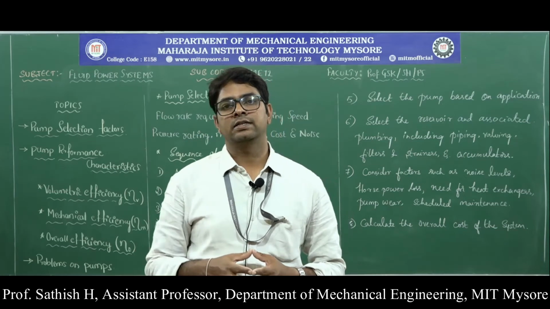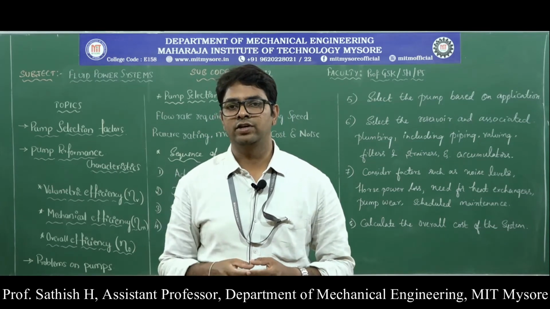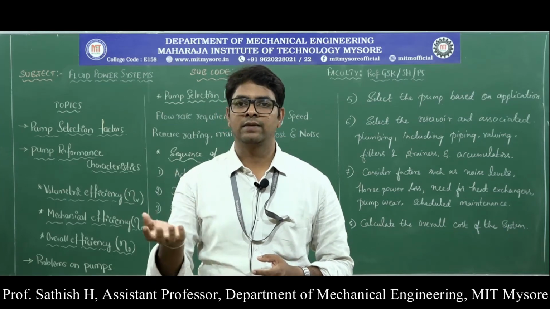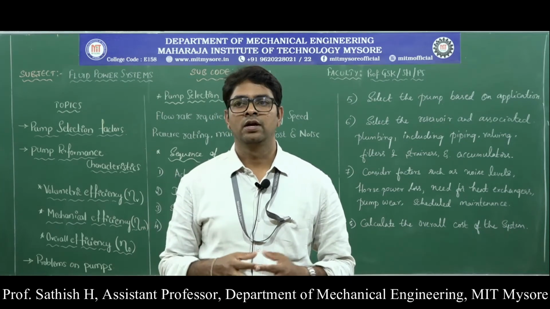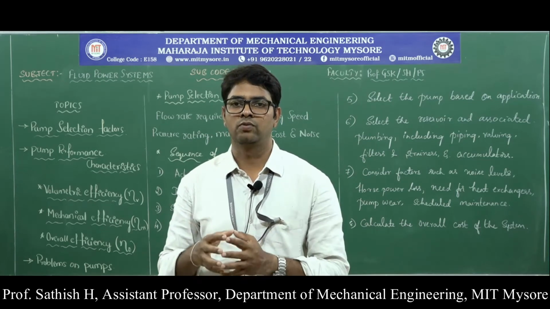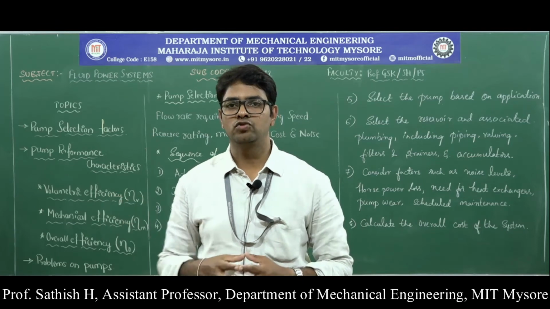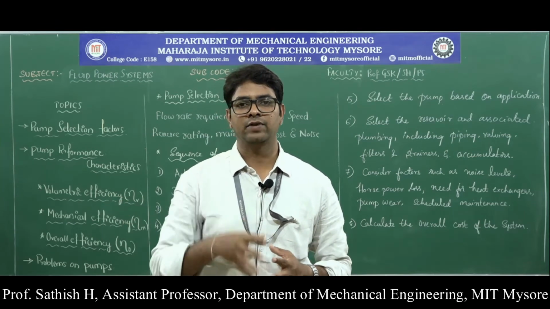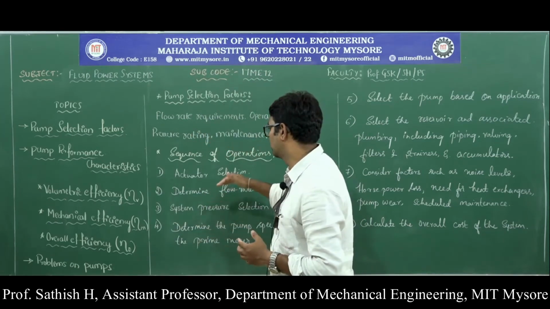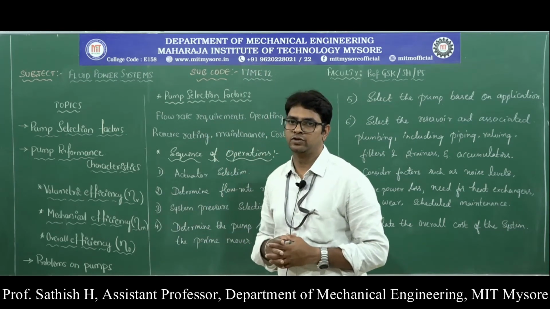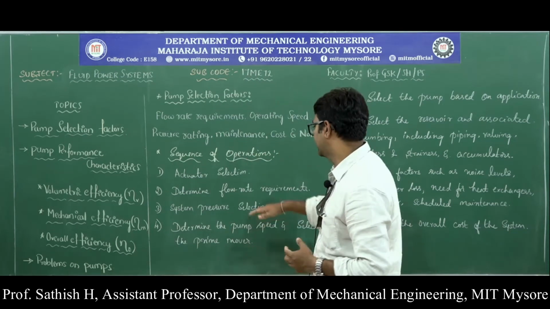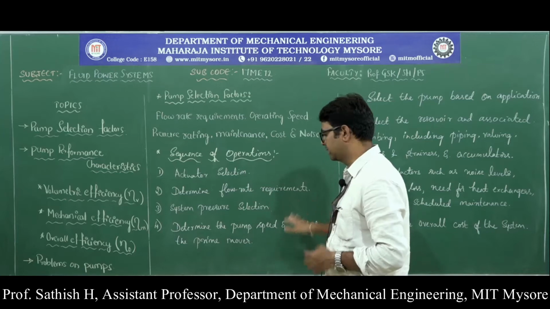The selection of an actuator depends upon the loads coming onto the hydraulic system: how much load the hydraulic system has to lift, or how much work it has to do at the output. That depends upon the type of the actuator you are selecting. That is the first and foremost step you have to do while selecting a pump. And then the second one is to determine the flow rate requirements.